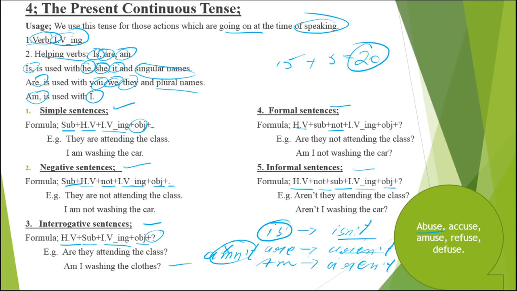amuse him, I will amuse him, I will not amuse him, will I amuse him, will I not amuse him, won't I amuse him, I'm amusing him, I'm not amusing him, am I amusing him, am I not amusing him, ain't I amusing him.